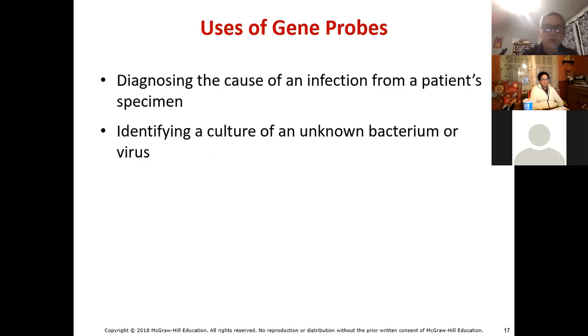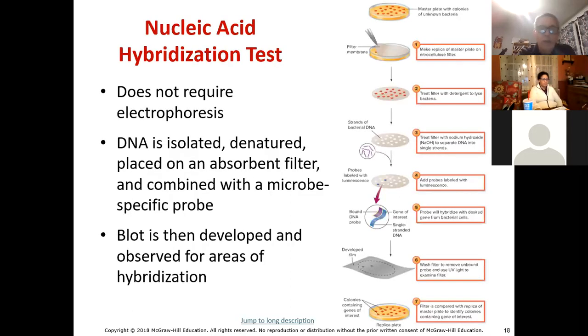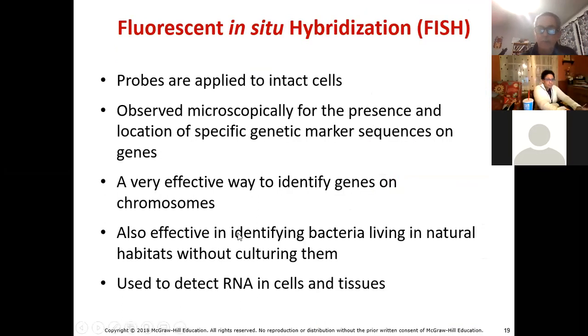Uses of gene probes: you can diagnose the cause of infection from a patient's specimen. You can identify a culture of an unknown bacteria or virus. Nucleic acid hybridization does not require electrophoresis like we saw earlier. You take your DNA and isolate it, denature it, and place it on an absorbent filter combined with a microbe-specific probe. The blot is developed and observed for areas of hybridization.